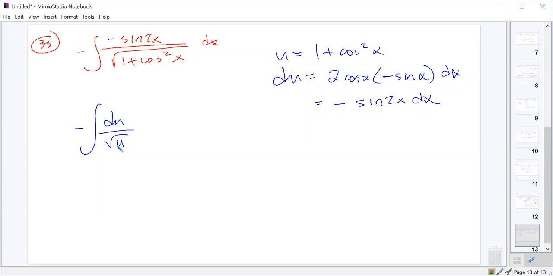Integral of root u, that's just u to the negative 1/2. So that becomes u to the 1/2, and you divide by the 1/2. So you end up with negative 2 root u plus your constant, or negative 2 root 1 plus cosine squared x plus your constant.